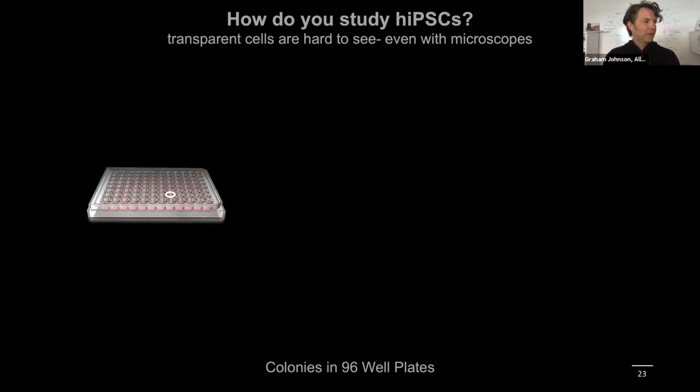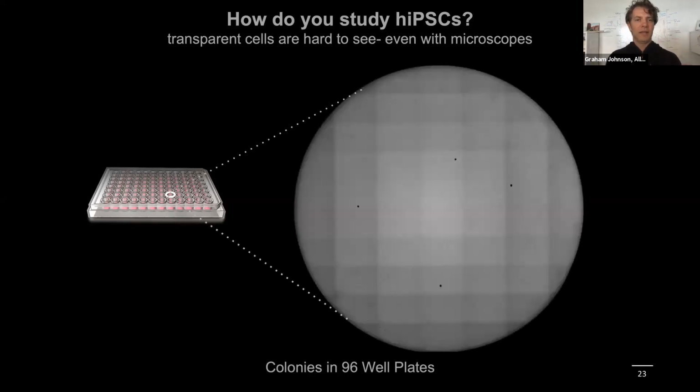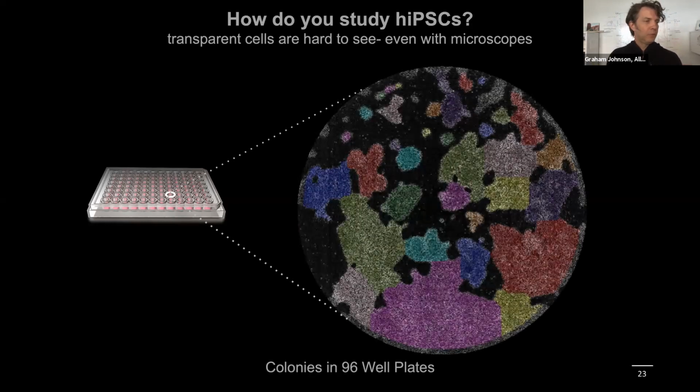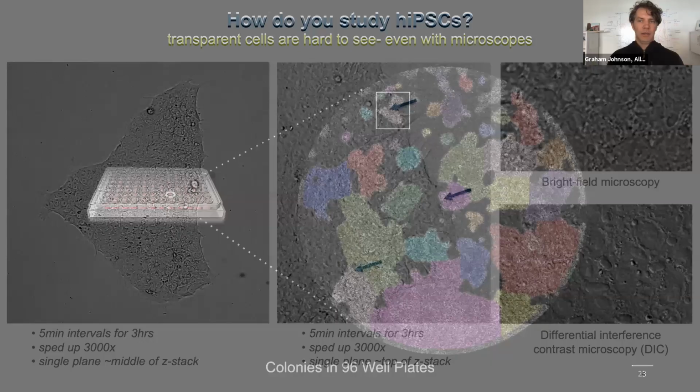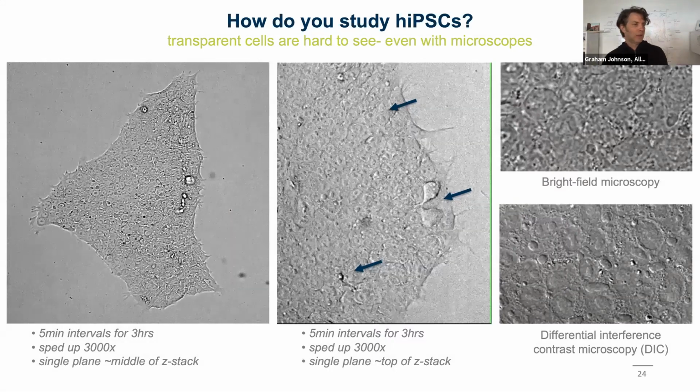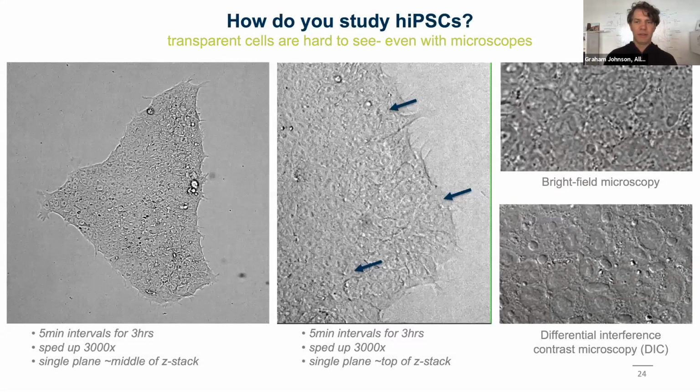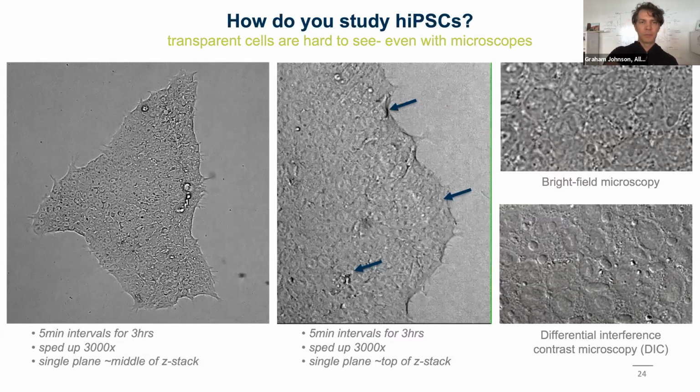We want to visualize our cells in a semi-automated manner, so we grow them on 96-well plates that look like this, where the individual cells settle and begin to grow and divide into colonies that look like this at low magnification. And here we've used an edge detection algorithm to identify and color code the colony boundaries. And if we zoom in onto a colony, we of course find that it looks practically transparent. So our human-induced pluripotent stem cells look like this at higher magnification and white light.